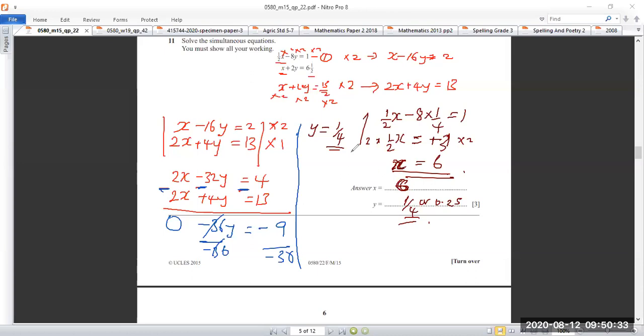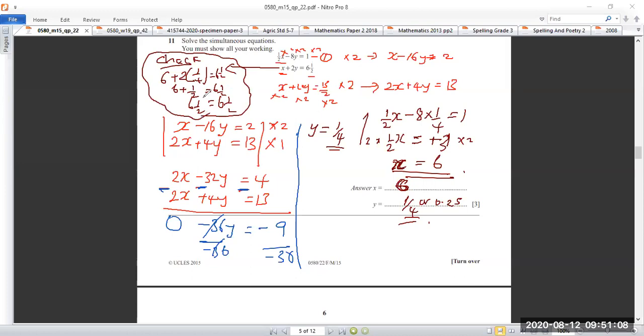You can check it here. If you are going to check, let's check. We have x as 6 plus 2 into a quarter. It should give you 6.5. So this is 6 plus a half, which is equal to 6.5. So 6.5 is equal to 6.5. So our answer was super good.